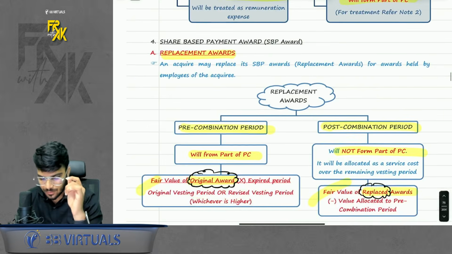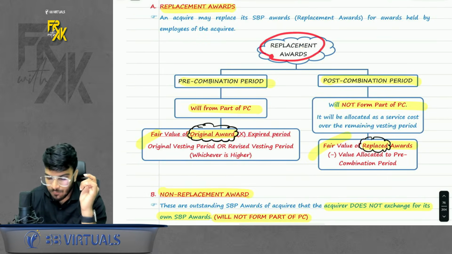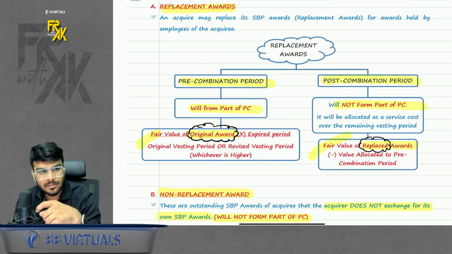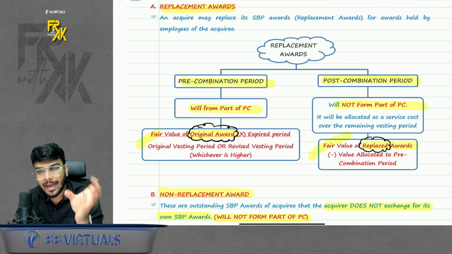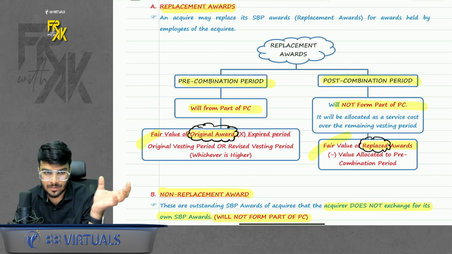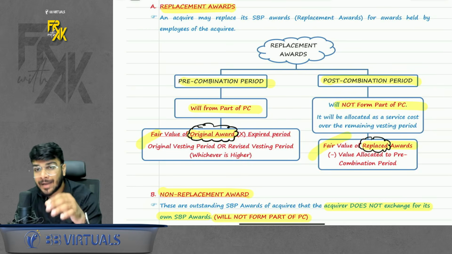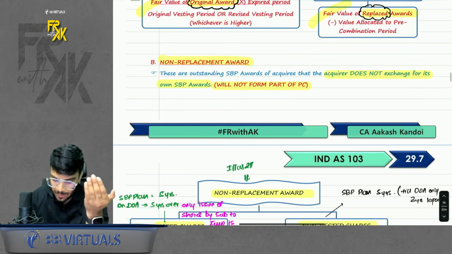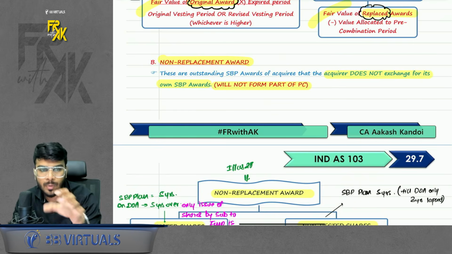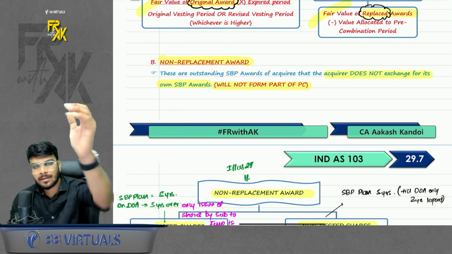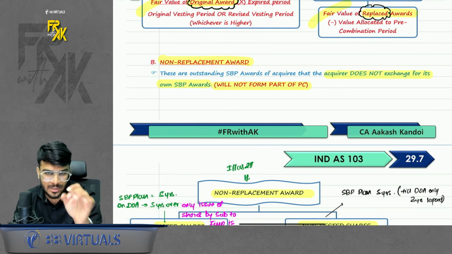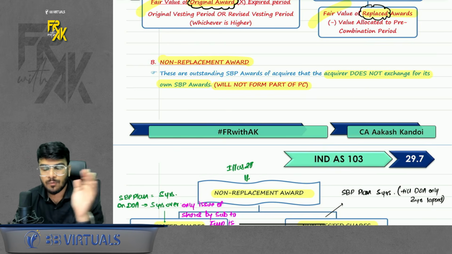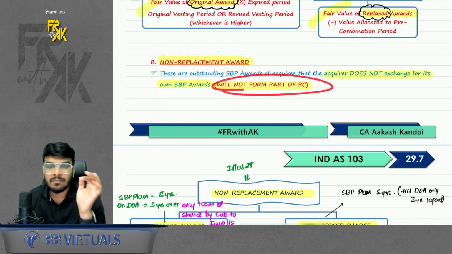Remember in replacement award, what was happening? Acquiree had a SBP plan. So when I was acquiring a subsidiary, I took over the plan of that subsidiary also. I took over the share-based payment plan of that subsidiary also. In non-replacement award, you are not going to take over the plan. The plan was announced by the subsidiary. Subsidiary has the responsibility to issue the shares to the employees. Parent won't do anything. So here, nothing will form part of PC.